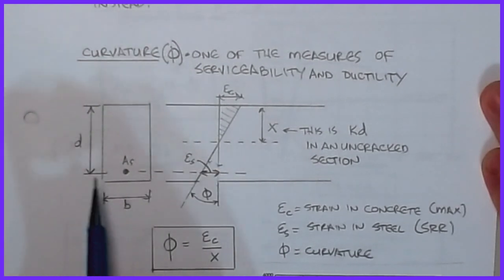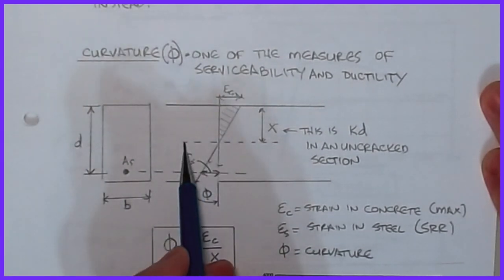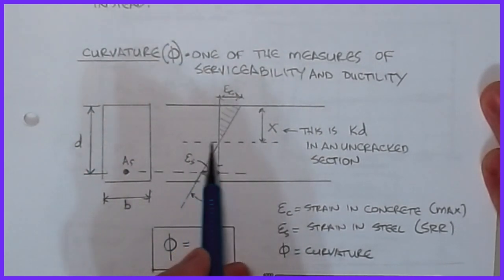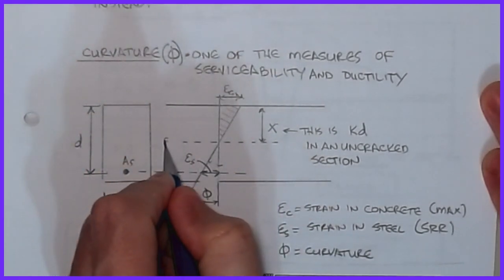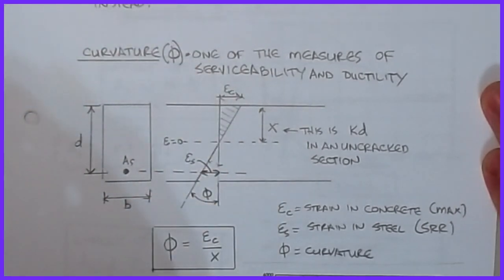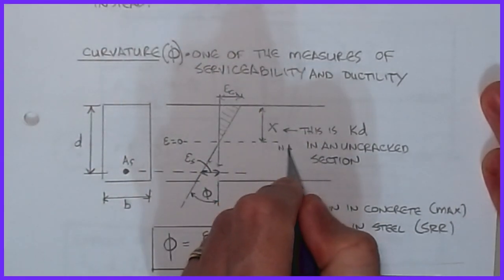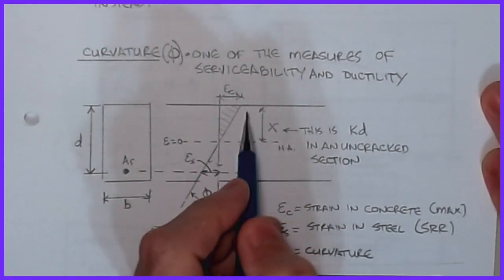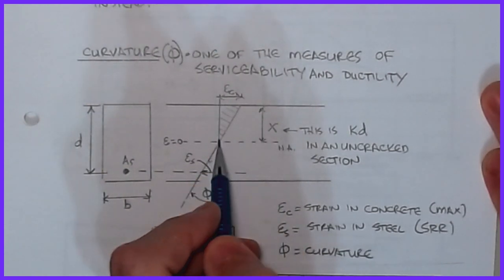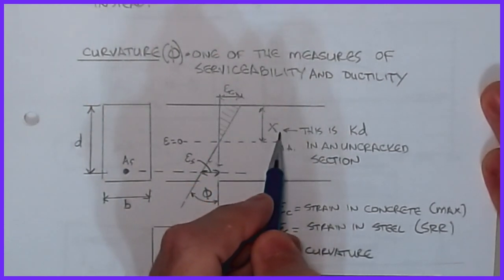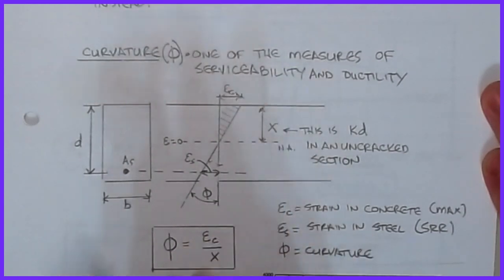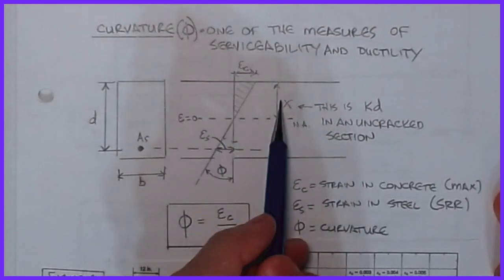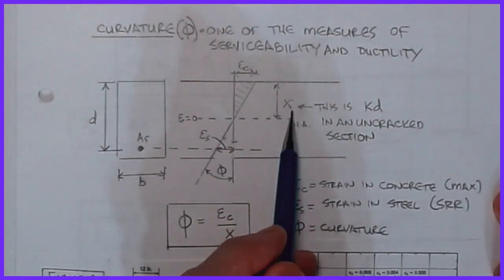Now for an uncracked section, remember we're always interested in the location of the neutral axis, and for uncracked or even cracked sections, this is the location where epsilon is equal to 0. That's the definition of our neutral axis. So if the section has remained uncracked, then this distance x that defines top fiber down to neutral axis was kd. But once I crack the section, the kd rules don't really apply.